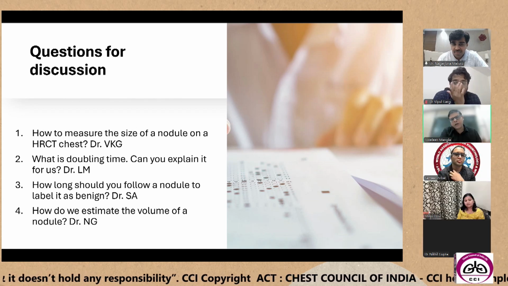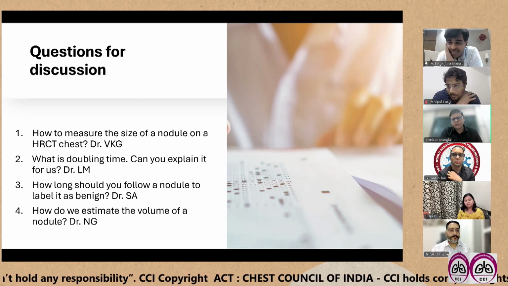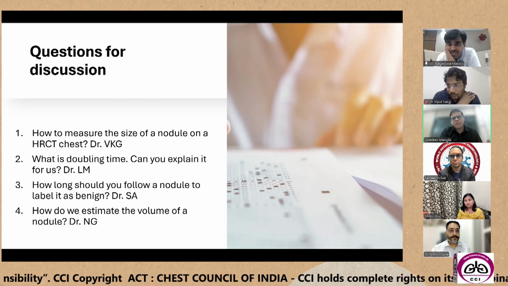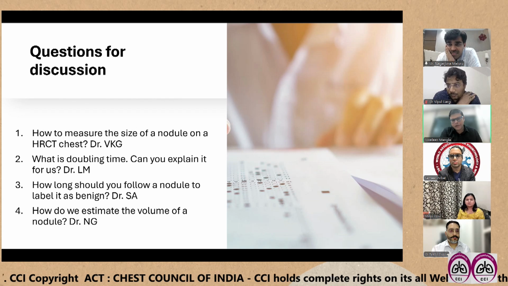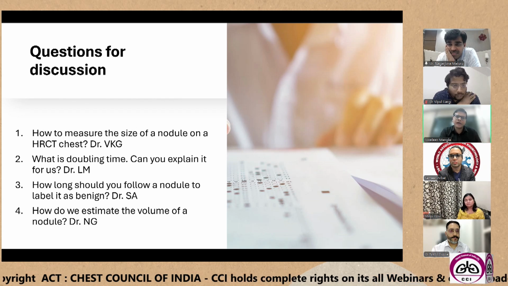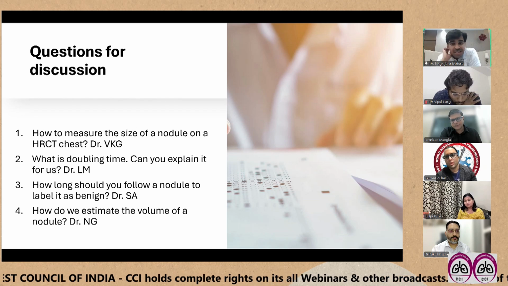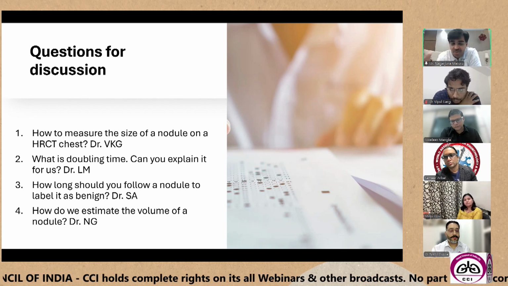And if you are not able to assess the doubling time for some patients, if any diameter increases by more than 2 mm, or maybe a 26% increase in the diameter, that also correlates with the doubling time in these cases. Correct. So doubling time means doubling of the volume of the nodule.